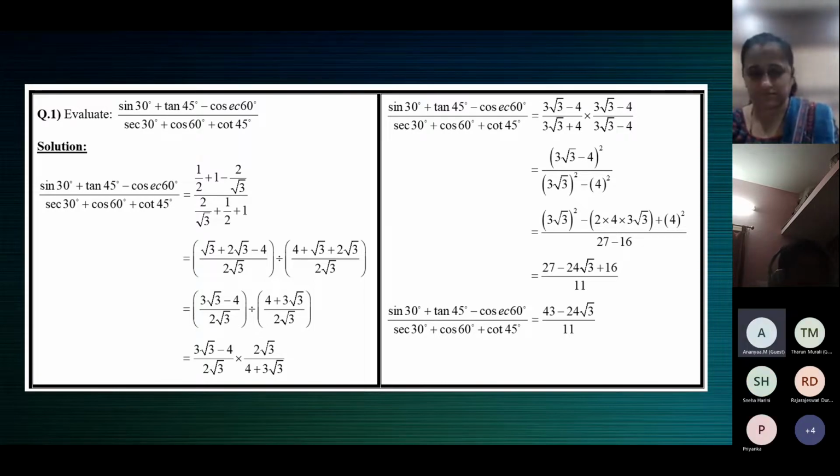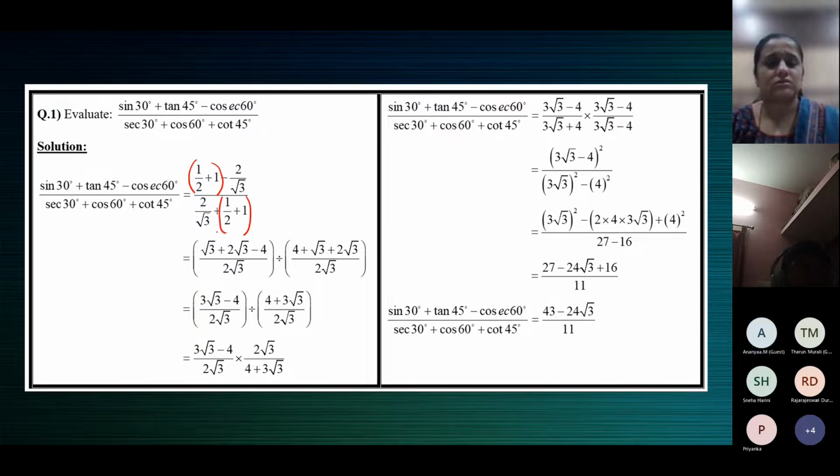Now I'm getting 43 plus 24 root 3 by 12. Really? Have I gone wrong somewhere? Ma'am, I tried a different method, so I'm not sure. Different method meaning? I wrote the values for all of them. And then I took it as A minus B by A plus B. Meaning you grouped these two, is it? Yes, ma'am. 1 by 2 plus 1 as A and 2 by root 3 as B. Okay. I need to see it. Send the answer after that. That will be better. Correct, correct. Yes, okay, do that.